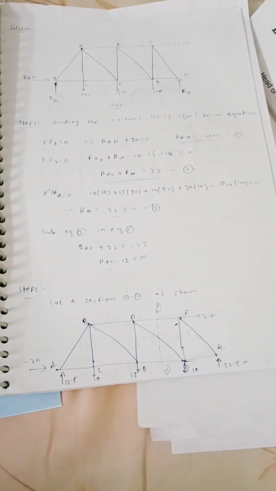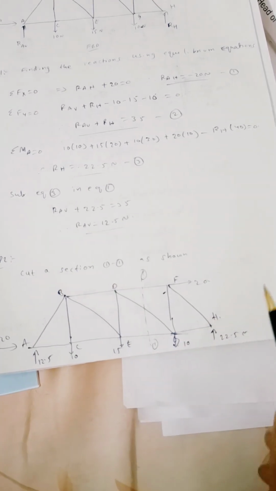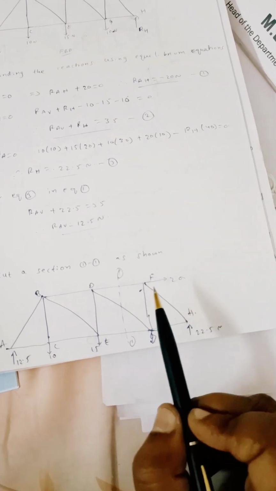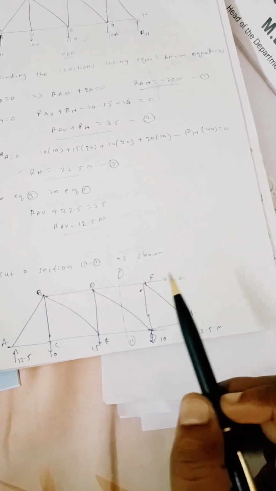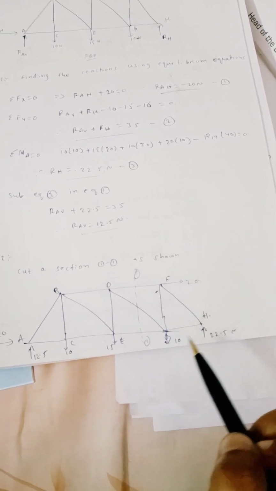Now we can choose either the left side portion or the right side portion. As the left side portion is looking smaller, it will become easy to analyze. So I am taking the right side portion here.